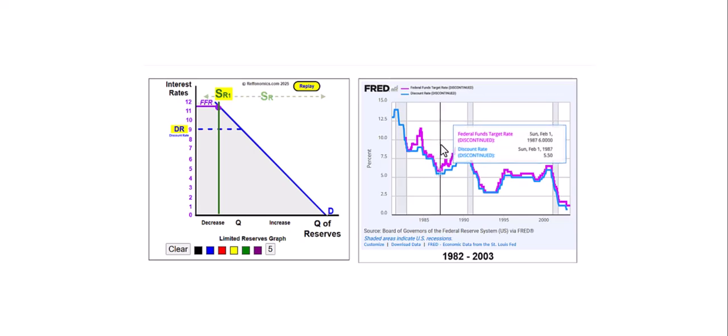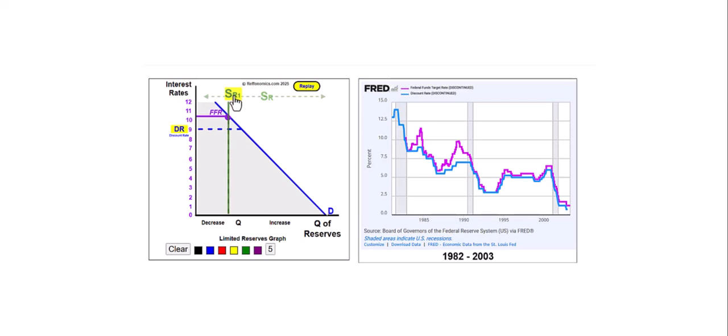So on February 1st, 1987, let's see what happened on the limited reserves graph off to the left. Notice that the federal funds rate is 6%. So that means they were buying bonds to shift the supply of reserves off to the right, which is an increase in the excess reserves for banks to lend out. And the discount rate was lowered to 5.5%, or 50 basis points below the federal funds rate.